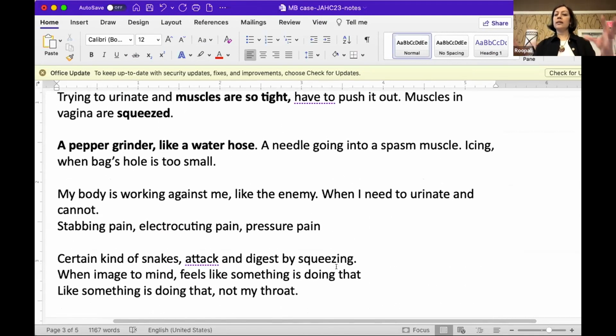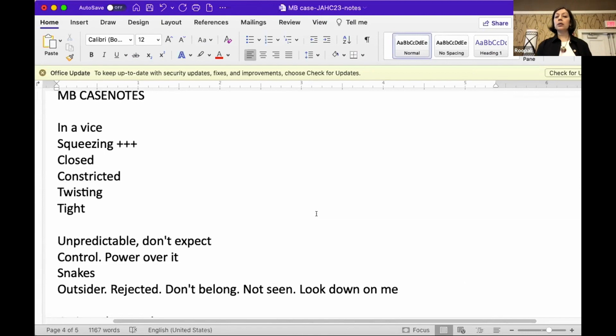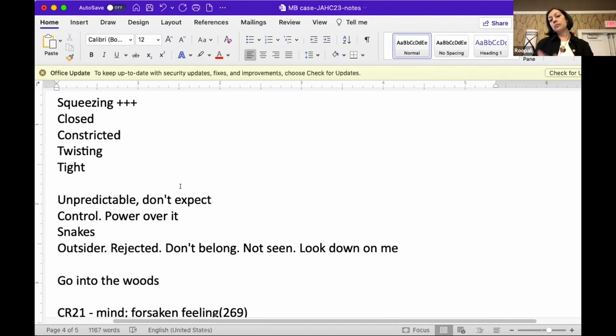And what I'm going to try and do then is to encapsulate them into certain themes that are running in the case. So this first section is really all about the pain. So she feels like she's gripped in a vice. And there is some imagery there about a metal cage, she sees the springs of the cage of a trap. And she reacts very strongly to that. There's a lot of squeezing and closed and constricted and twisting and tight and pressure and things closing in. So this is one set of sensations, or this is how her pain is.